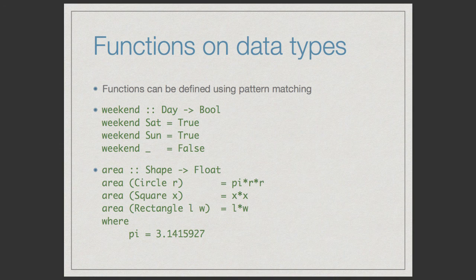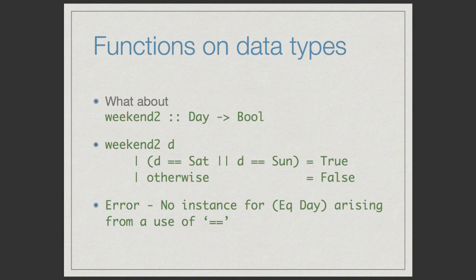Are there other ways to define functions on user-defined data types? Yes. For instance, here is another way to define the weekend function, called weekend2. The definition is here: weekend2 of d is True if d is equal to Saturday or d is equal to Sunday, and it is equal to False otherwise.